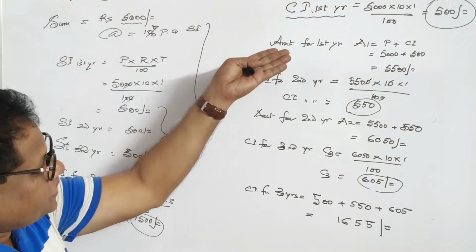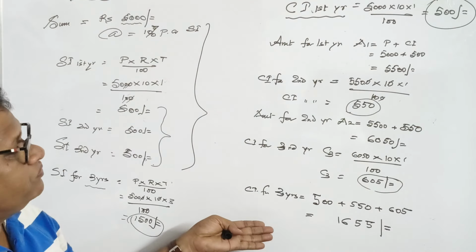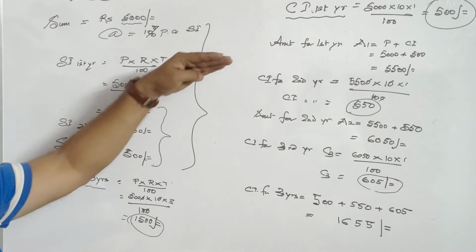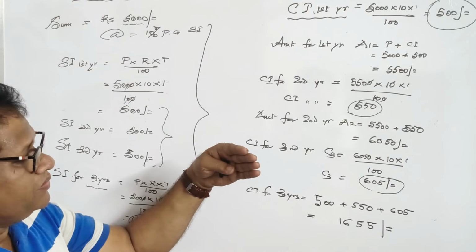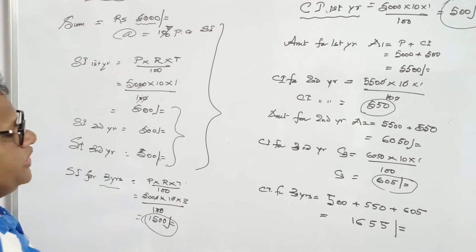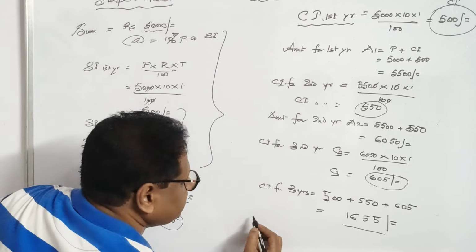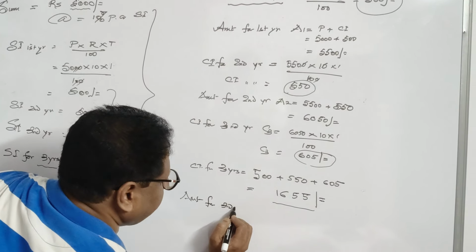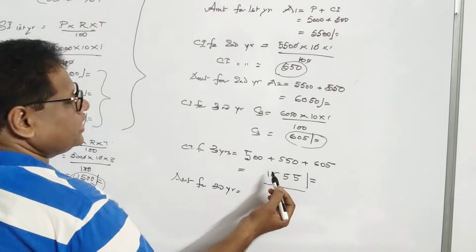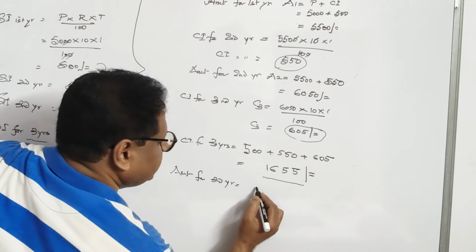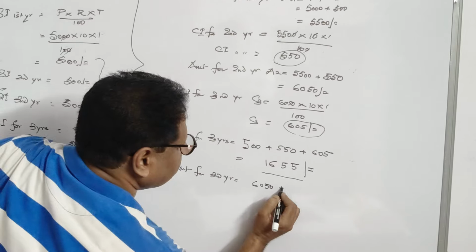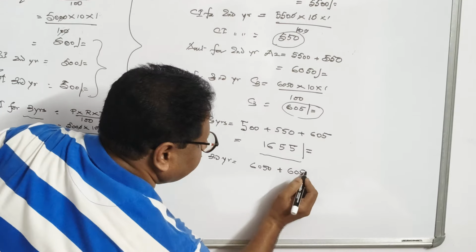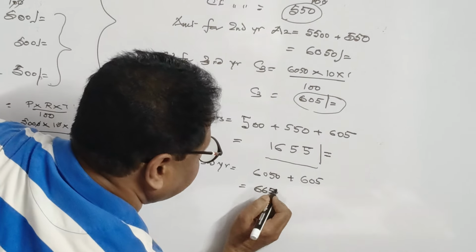This is the method to calculate the CI for every year, using the method of SI. But this can be calculated using a formula also. Now, suppose the question asks for the amount for the third year, then whatever we took as the principal for the third year, 6,050, to that we are going to add the CI for the third year, that is 605. So it comes to 6,655.